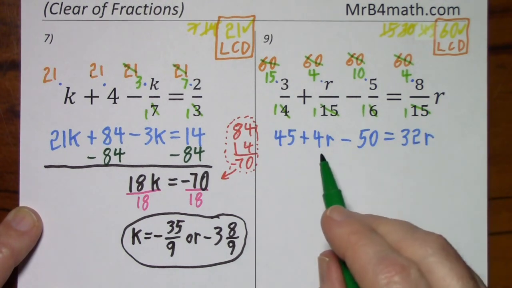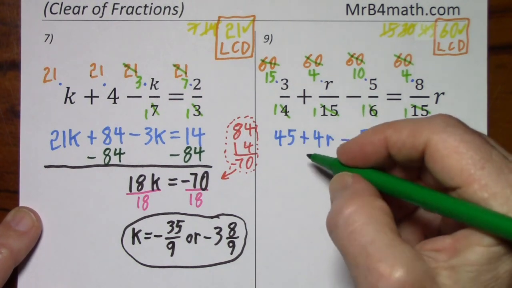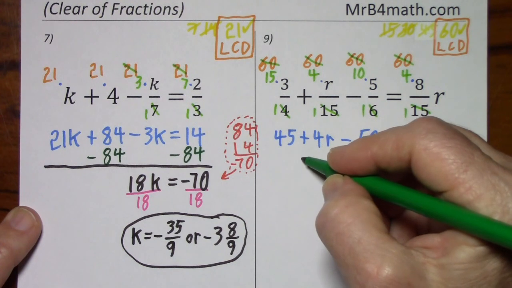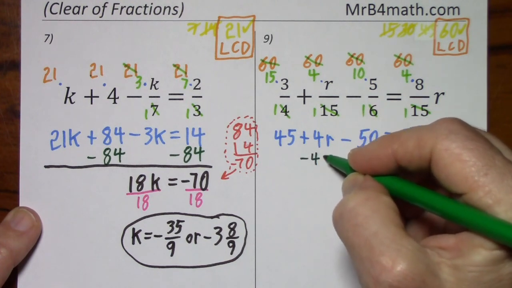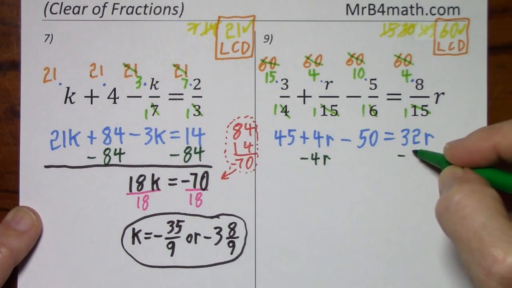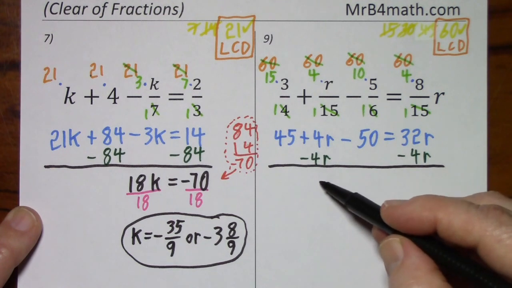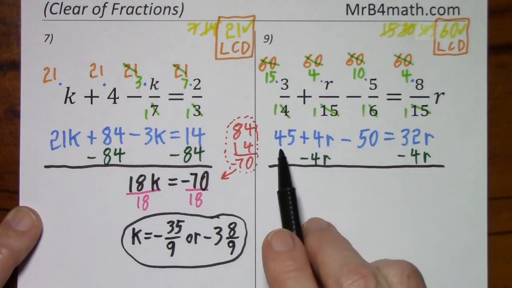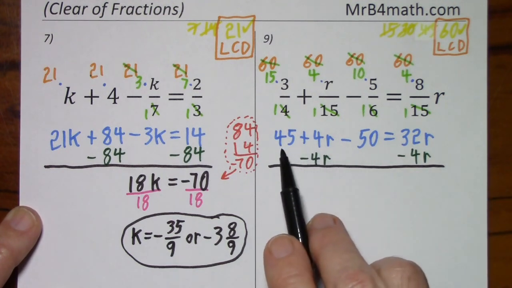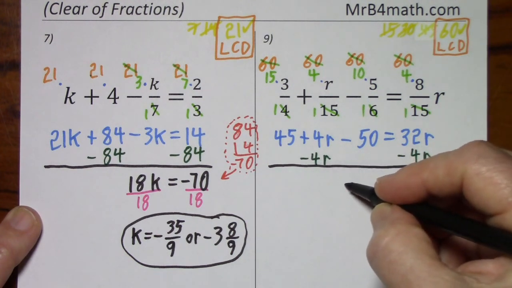In this case, you're going to want to get rid of the 4r. 4r is held by addition or subtraction. It's positive, so we'll put negative 4r underneath. Put negative 4r on the other side. Positive 4r, negative 4r is 0. I don't have to write it. And these are like terms. So positive 45, negative 50 leaves us with a negative 5.